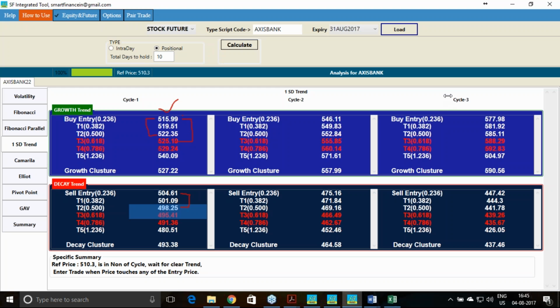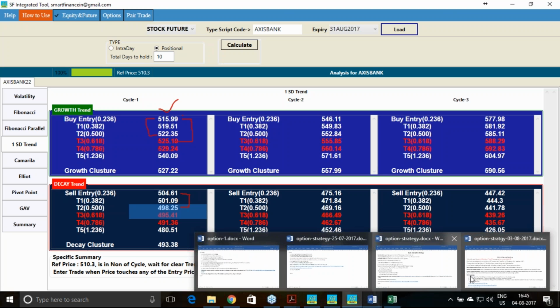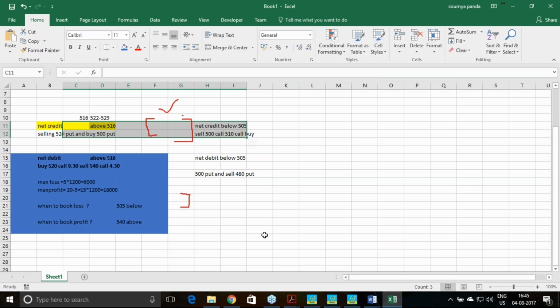Any other strategy other than that? You can form covered call in the uptrend also. You can form covered put in the uptrend also. You can form conversion also. If you form conversion, conversion is a strategy, and you will form that also in net credit.